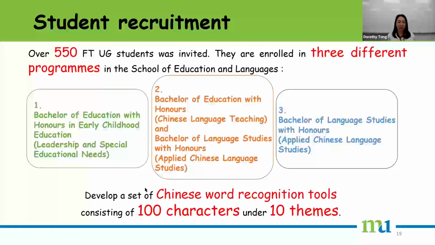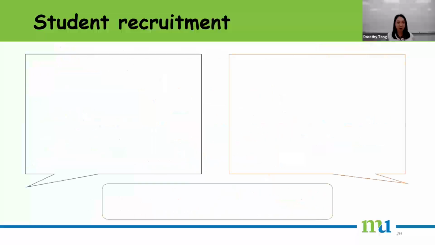And eventually, at the end, we want them to work together to develop a set of Chinese word recognition tools with 100 characters under 10 themes. So 10 themes in total, and in one theme, there should be 10 characters. So this was the original plan.